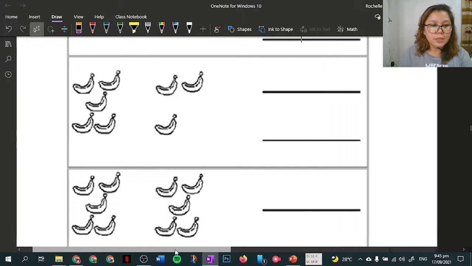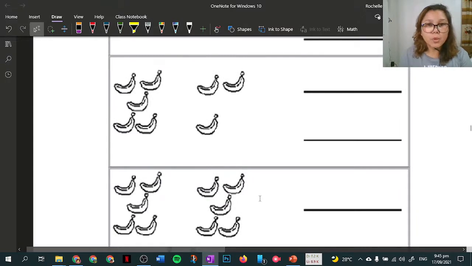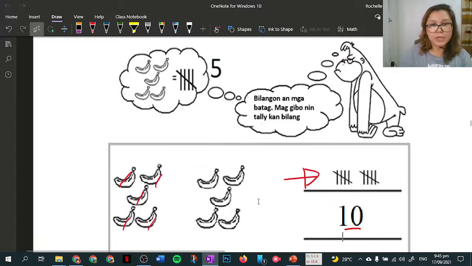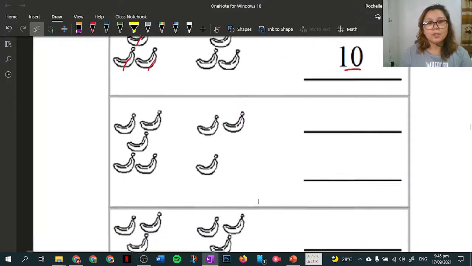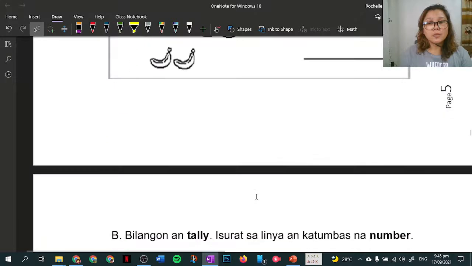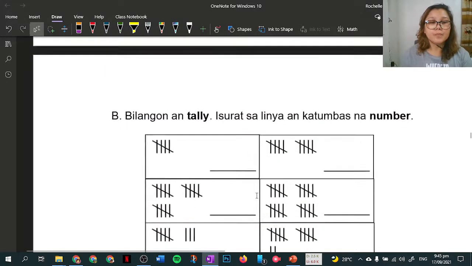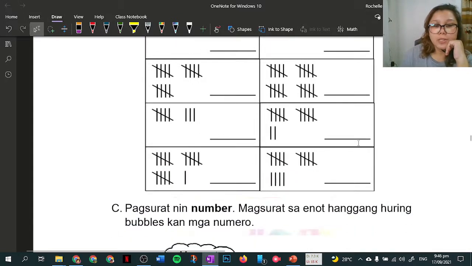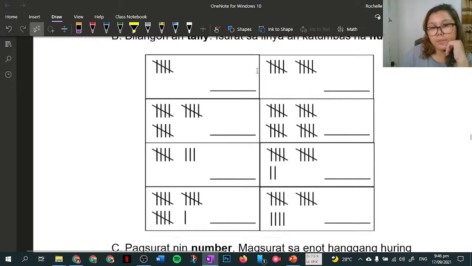Okay, another. By the way, pause so that you can finish this page after I discuss to you on what you have to do for task 2. Then you resume if you're done. Okay, now we proceed with bilangon at tally. Isurat sa linya ang katumbas na number. So, we are done with objects. So, what is left now is the tally. All you have to do is count and then write the correct number in symbols. Anong number siya katumbas? Also for this one. And so on and so forth. So, pause para matapos ang part B.